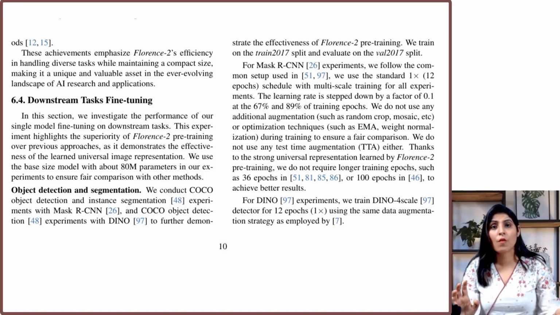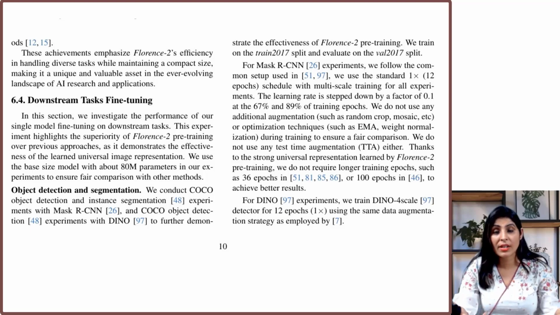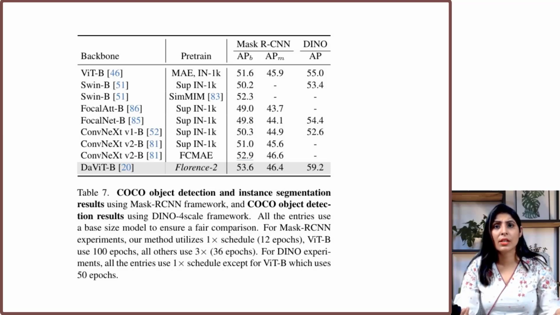So this process involves taking a pre-trained model and adapting it to perform specific tasks without starting from scratch. The test results show that after pre-training Florence-2 with the universal image understanding approach, fine-tuning it on specific tasks like object detection and segmentation leads to superior performance as compared to the previous methods. Let's talk about the results. Okay, so here you can see that the Florence-2 base model shows significant improvement over other approaches.